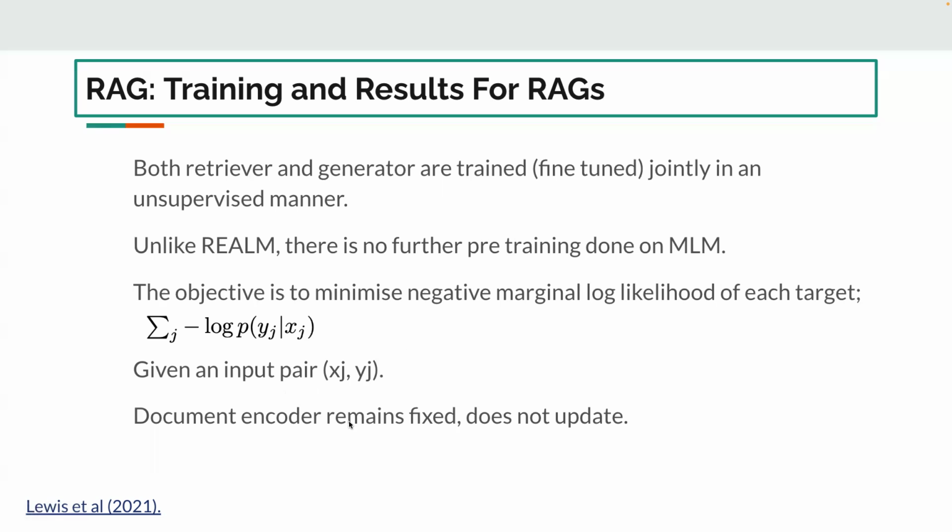I think that sentence still doesn't make sense because you say that both retriever and generator are trained jointly in an unsupervised manner. Right. Yes, this is my bad. Yeah, I think this is incorrect. This should have been supervised. I'll fix that.